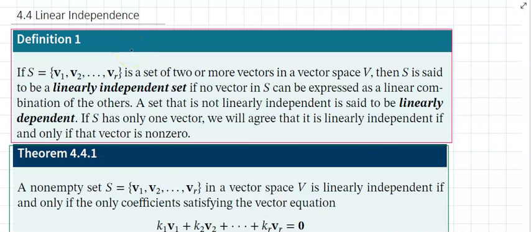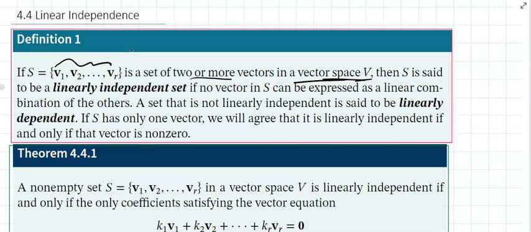Section 4.4 talks about linear independence. Suppose S consists of these vectors. So it's a set of two or more vectors, and that is in the vector space V. So we know it's closed under addition and constant multiplication, and check if zero is in there.